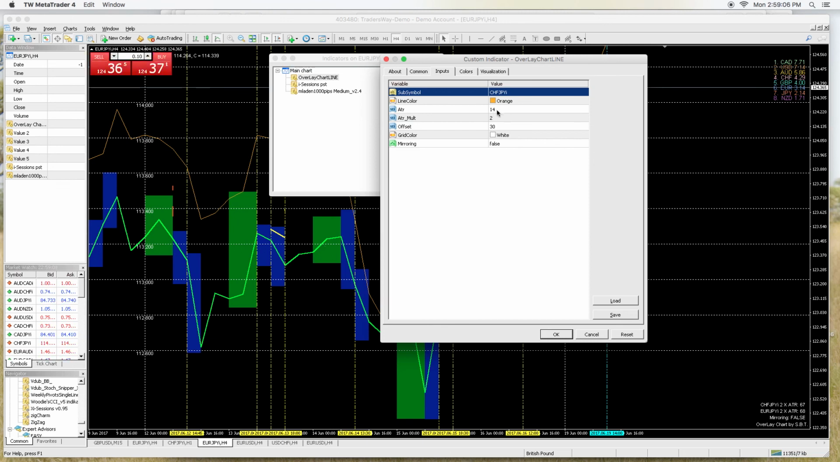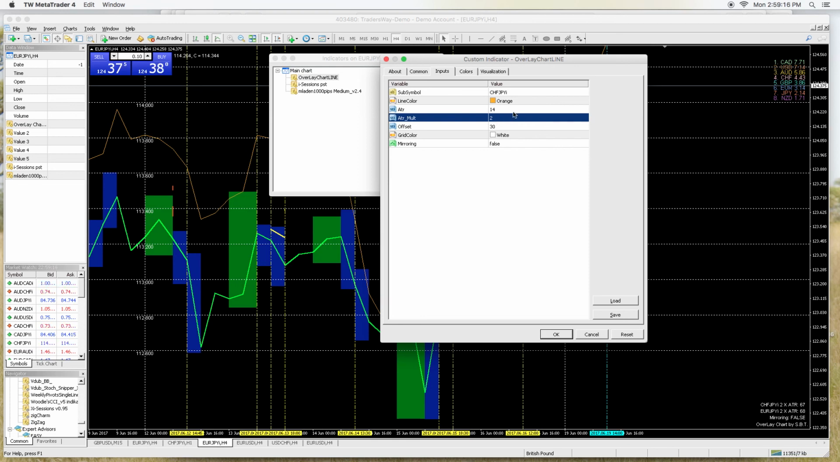The ATR is set for the last 14 candles. The ATR multiplier right here is set for 2. So that means it's going to take the average range of the last 14 candles multiplied by 2 to give us our target. The offset, which I'm going to change, so we're going to have so many crossovers, is the distance in pips between the main pair, the euro yen, and the sub symbol, the Swiss yen.